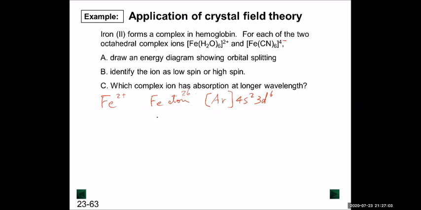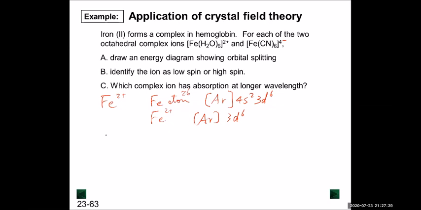And what about the iron 2+ ion? When they form ions, you lose the s electron first. So the electron configuration for iron 2+ is argon 3d6, because you lose the 4s electrons first. So with the free iron ion, there are 6 d electrons.